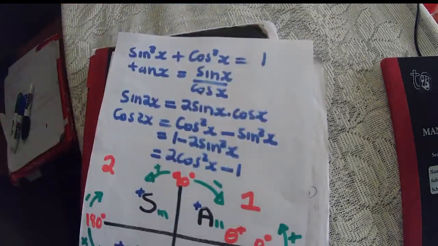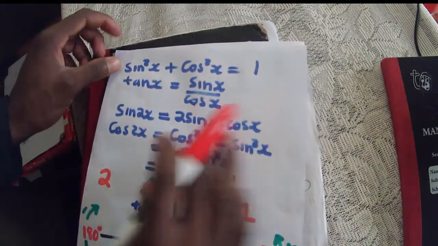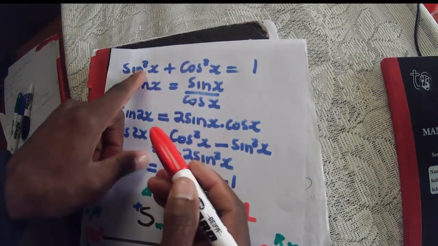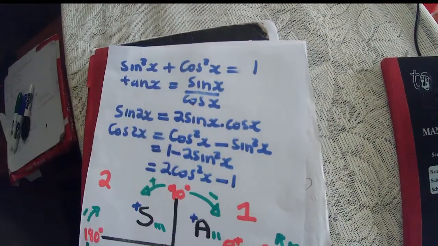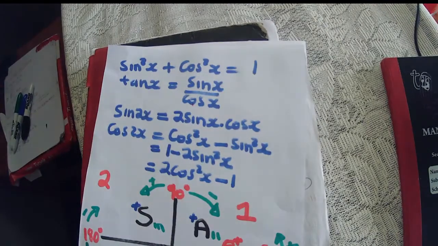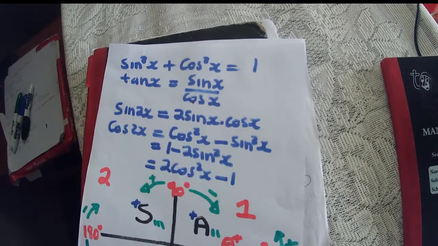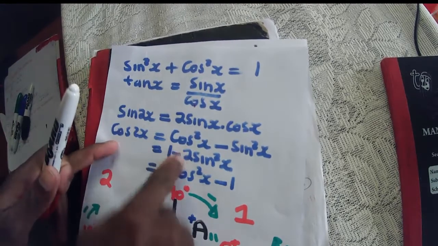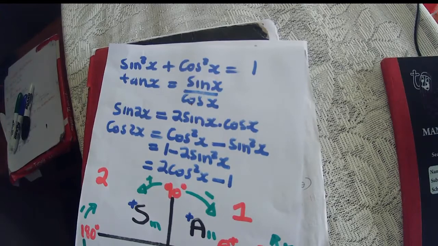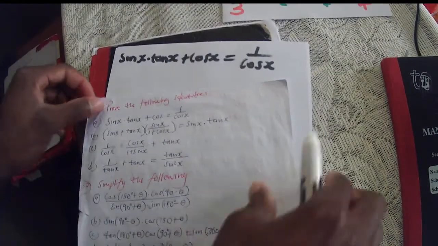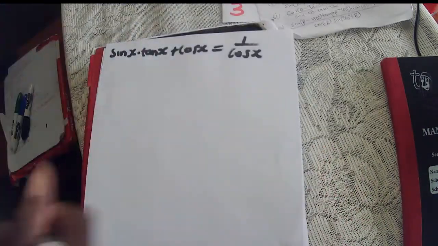Okay, so let me remind you of these identities here. So we have sine squared x plus cos squared x, which is equal to 1. You need to keep that in mind. And we have tan x, which is equal to sine x over cos x, and the rest of the double angle identities. All right, great. So if you have this with you, then we are good to go. Right now, let us go and look at the question given.